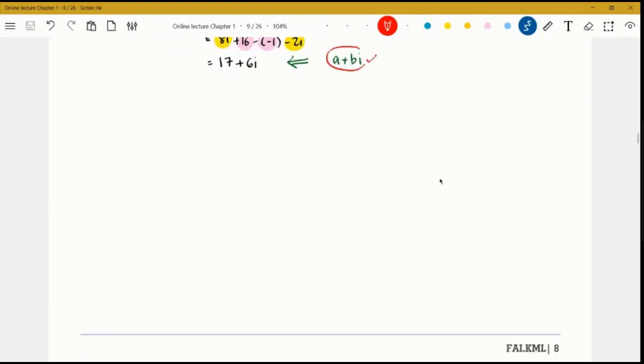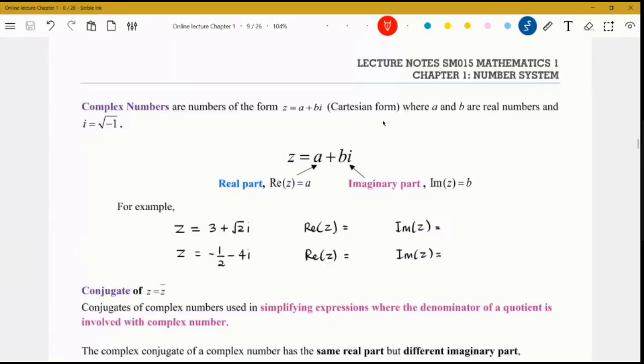Okay, so complex number, we have Cartesian form Z equals a plus bi. The subject must be Z. Okay. So a is the real part. b is the imaginary part. So we have i. That is why you learned i earlier. Okay. i is the imaginary unit. So b is the imaginary part. Okay. So for example, if we have Z equals 3 plus square root 2 i. So our real part is 3. This one.